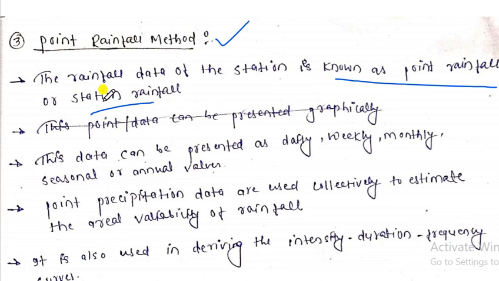So this data can be represented as daily, weekly, monthly, and seasonal or annual. It depends upon the requirement, right? So if required, then we can represent it as daily, weekly. It depends upon the requirement.